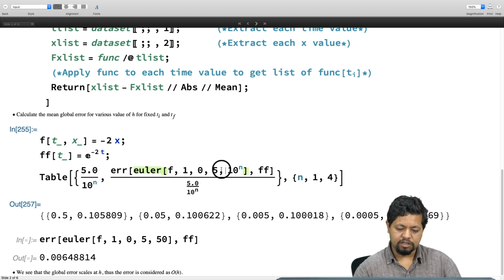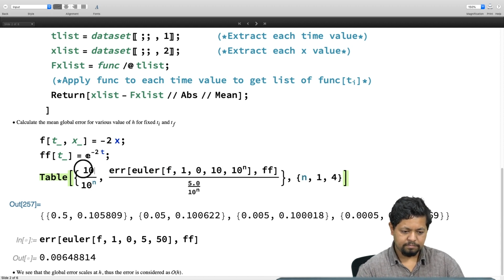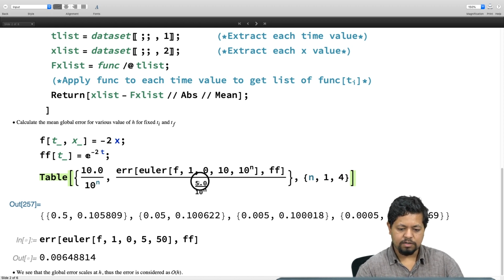You can go ahead and change this. For example, I can change tf to 10. If I change tf to 10, this is tf minus ti, so this also I should change to 10, and this also I should change to 10.